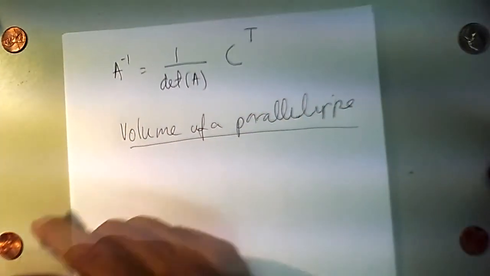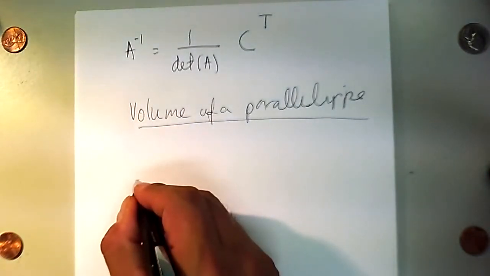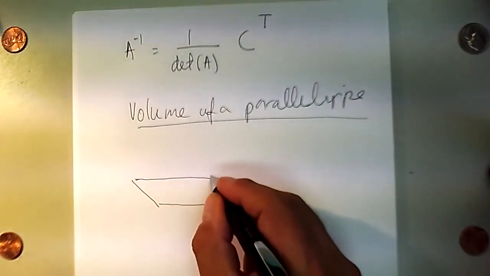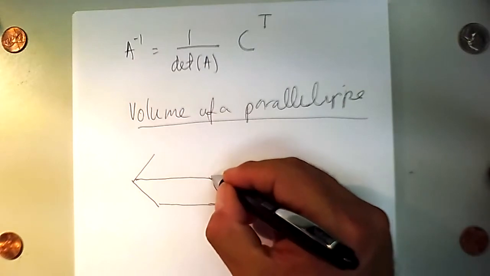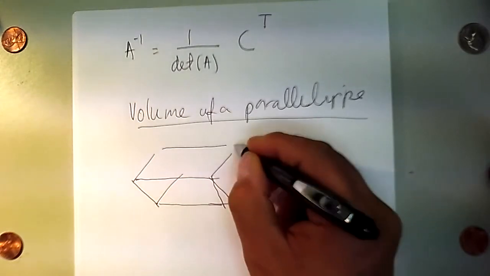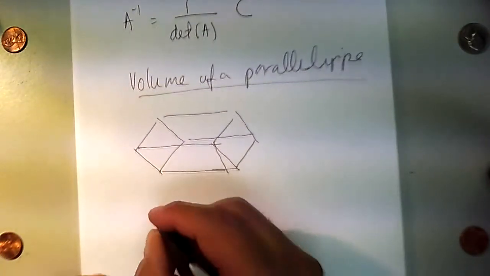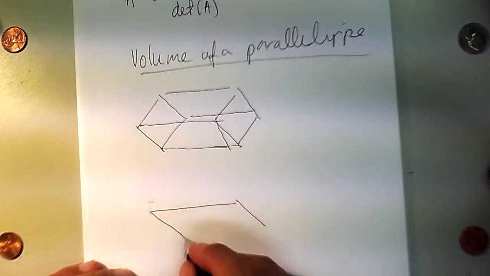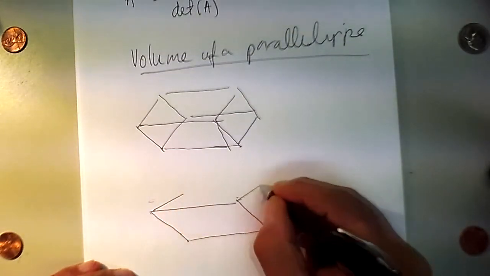What is a parallel pipe? It is a solid whose base is a parallelogram, and the side is also a parallelogram. That kind of looks like a box, but it's not meant to be a box. So let me draw another picture. It's not a rectangular box. So let's make the angle kind of sharp here.